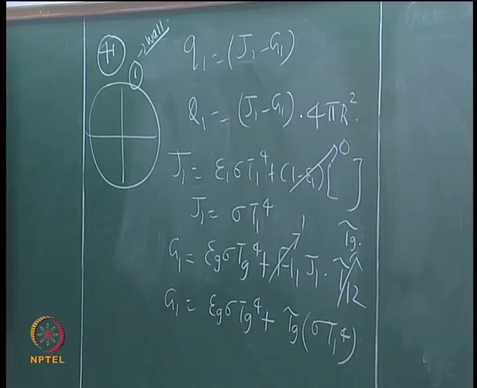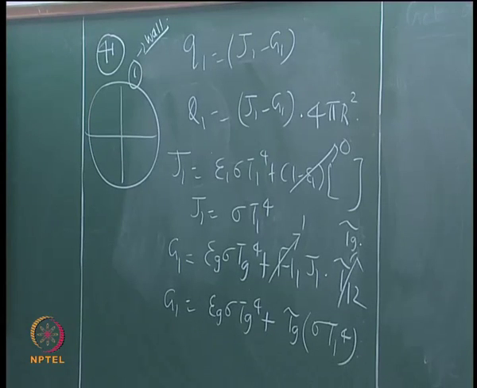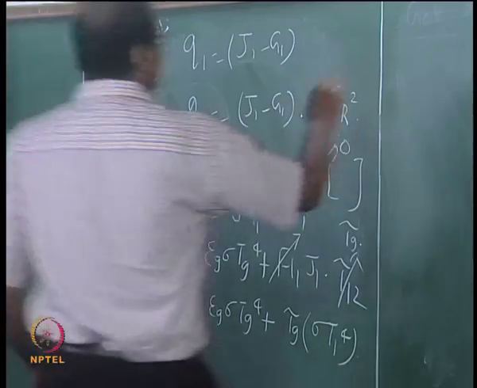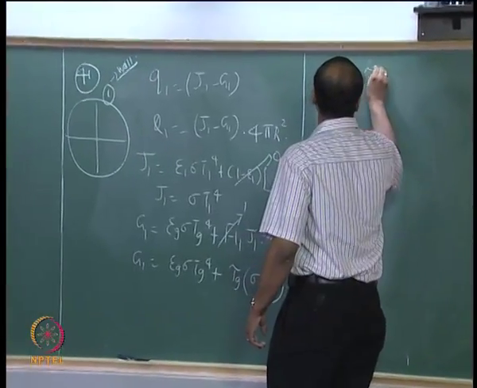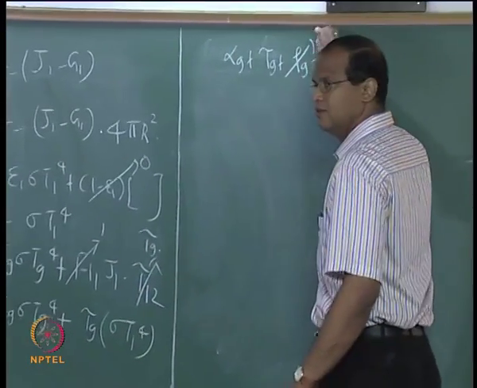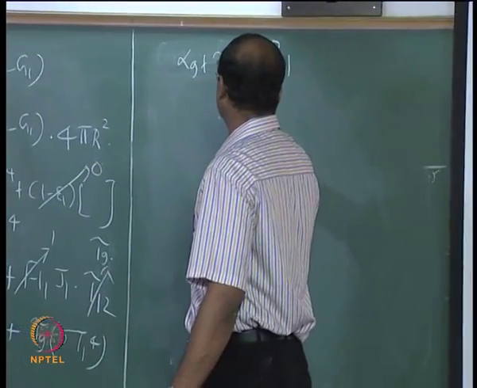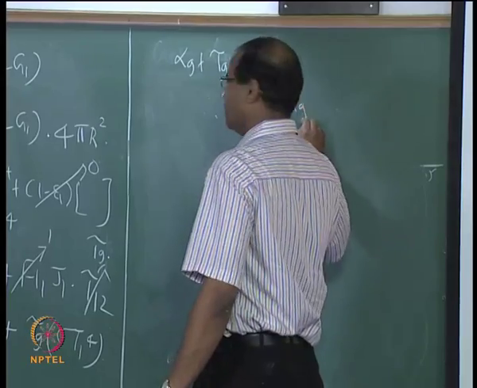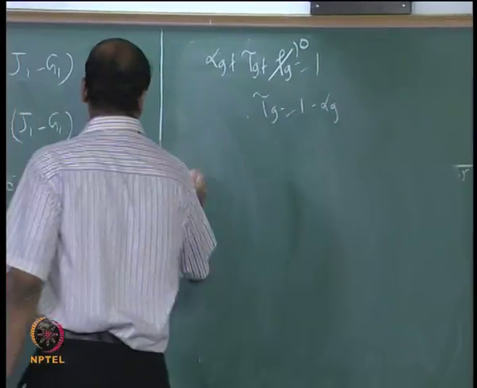Now what is this tau g? We cannot put 1 minus kappa L12, because that was for gray gas. It is 1 minus alpha g. We did so much struggle to calculate alpha g, right? So we can say that alpha g plus tau g plus rho g equal to 1 for the gas also. We don't worry about this fellow now. Therefore, tau g equal to 1 minus alpha g.